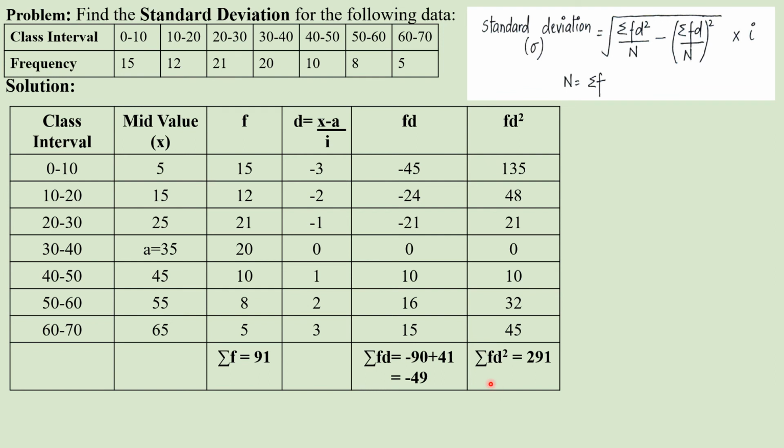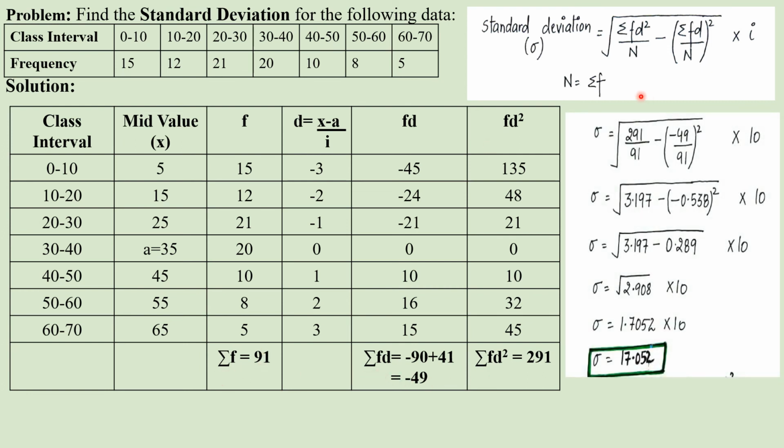Now find out sigma fd square by adding all the values of fd square. So 135 plus 48 plus 21 plus 0 plus 10 plus 32 plus 45 is 291. Now put the values of sigma fd square, sigma fd and sigma f in the formula. So standard deviation is equal to under root sigma fd square, which is 291, upon sigma f, which is 91, minus sigma fd, which is minus 49, upon 91, the whole square, into i, which is 10. Now solve this equation.